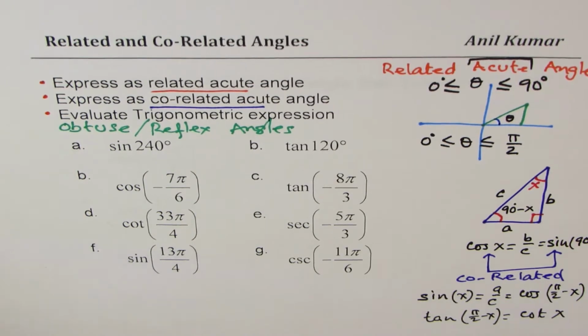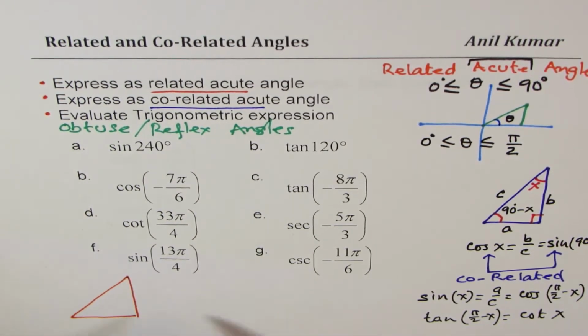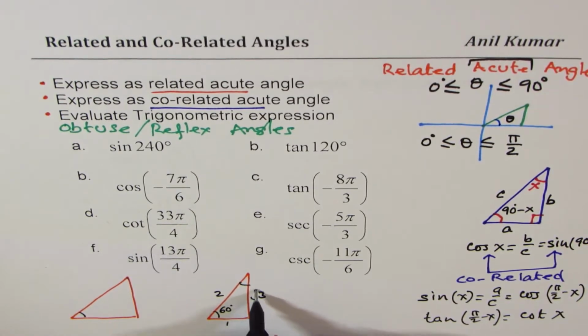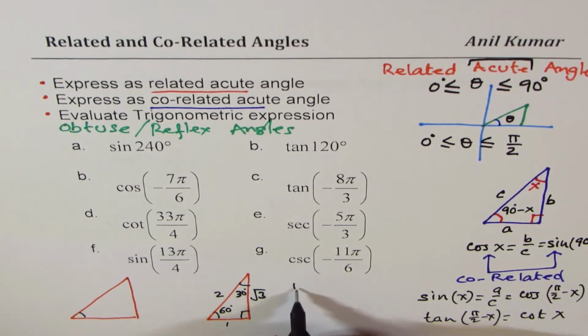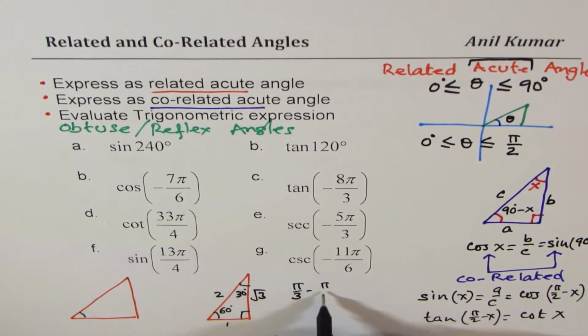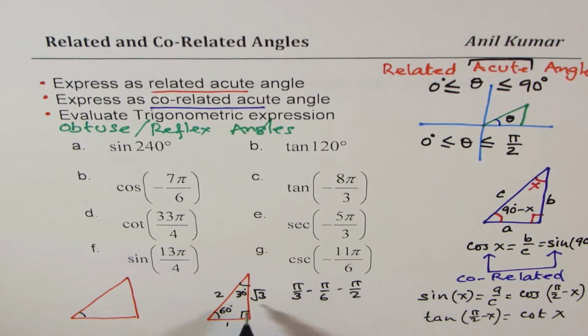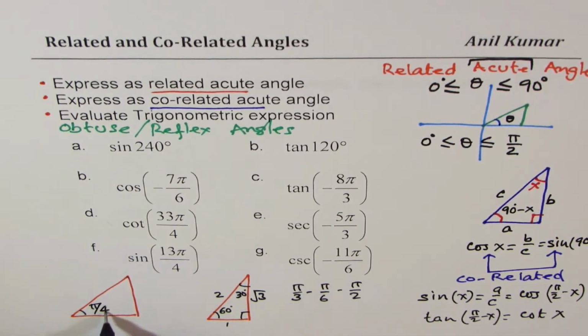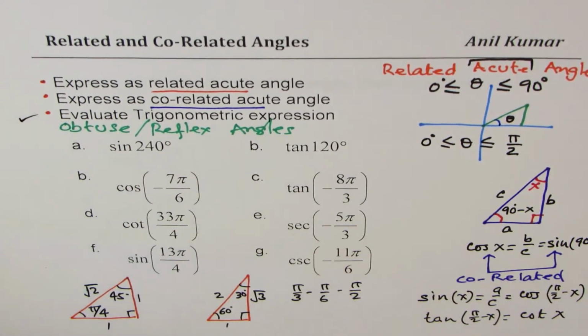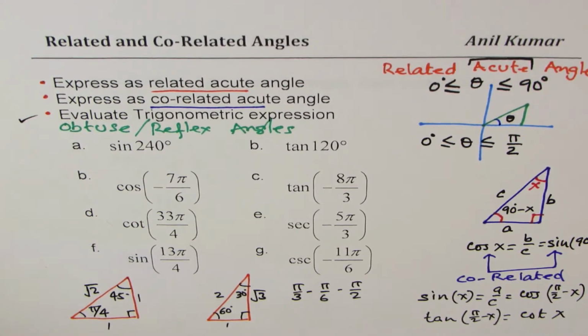Now to evaluate, I'm going to use special triangles, only two of them. One is, as you know, 30, 60, 90, or let's say this is 60 degrees. In that case, the sides are 1, 2, square root 3. Right, so this is 30 degrees. You could also call this triangle as 60 is pi by 3, that is pi by 6, and pi by 2, right? And the other is pi by 4, which is also 45 degrees; for those doing radians, the sides could be 1, 1, square root 2. So these are the triangles which we'll use to evaluate. Perfect. Now let's take up concrete examples and understand.